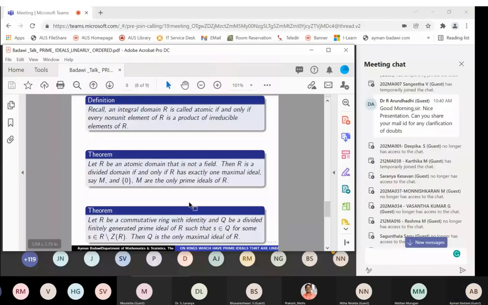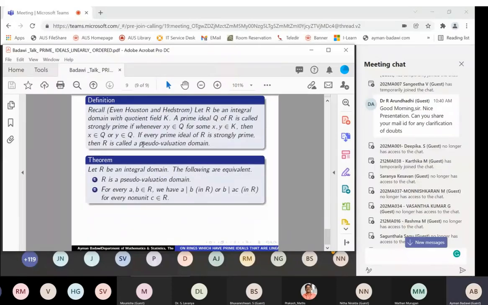Anderson, Houston and Hedstrom introduced a class of integral domains. They call them pseudo-valuation domains. And what is the definition of a pseudo-valuation domain? First, you want to know what we mean by strongly prime. We know the definition of a prime ideal. What do we mean by a strongly prime ideal?